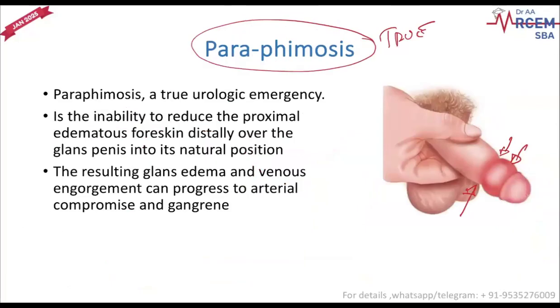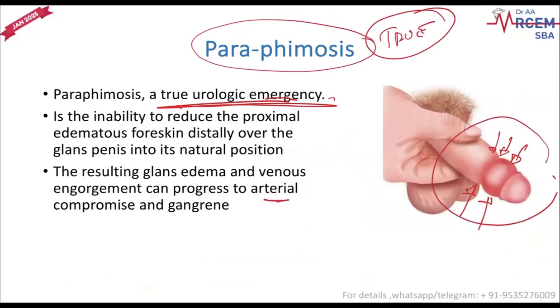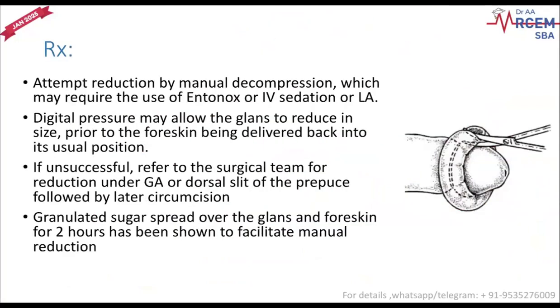Paraphimosis is a true emergency. As I told you before, it's a true urological emergency. There is a proximal edema which develops due to the constriction of the foreskin and they present with severe pain. If you leave it as such, it can cause arterial compromise resulting in gangrenous changes.